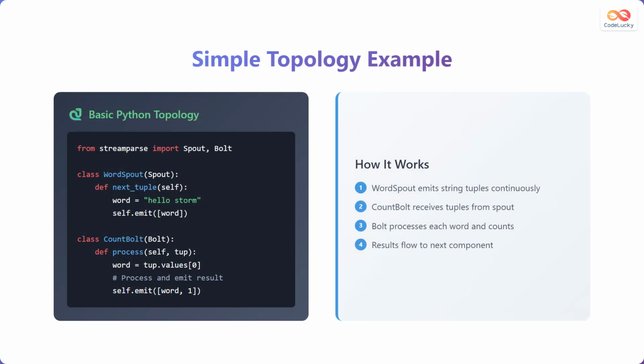Here's a simple example of how a Storm topology might look in Python, using the streamparse library. We have a word spout class that emits the tuple hello Storm continuously. Then we have a countBolt class which processes tuples it receives. It takes the first value in the tuple, which is the word, and emits the word along with a count of 1. The word spout emits string tuples continuously. The countBolt receives the tuples from the spout. The bolt processes each word and counts it, and finally the results flow to the next component.